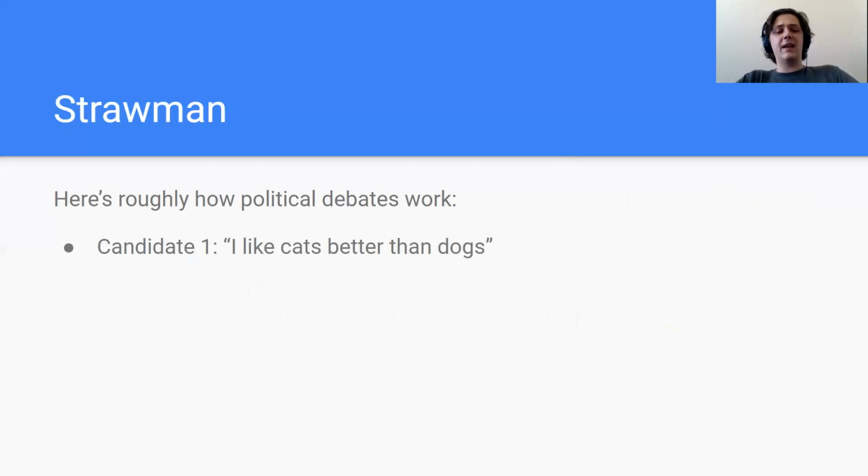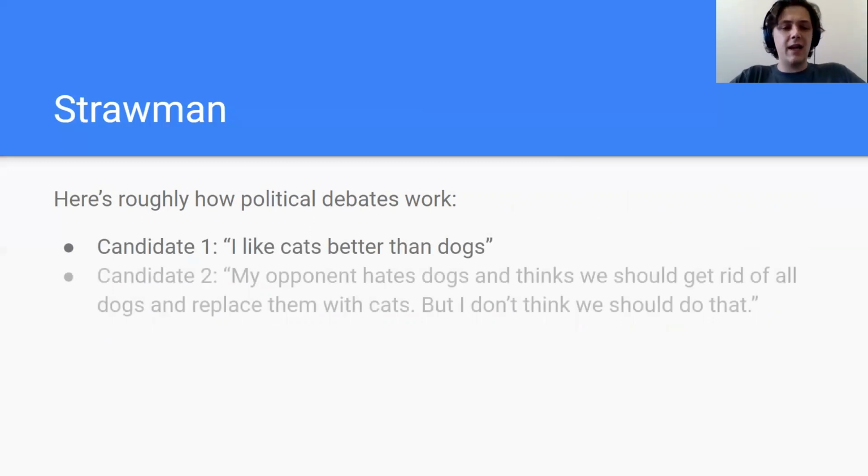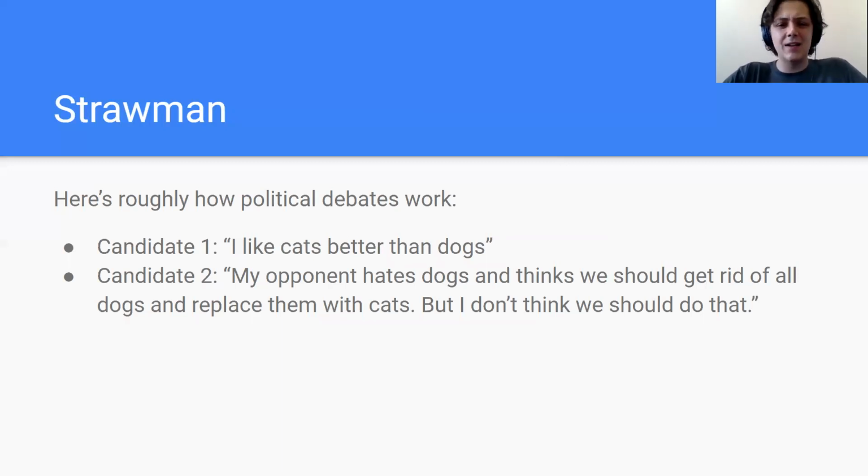Candidate 1 says, I like cats better than dogs. Candidate 2 says, my opponent hates dogs and thinks we should get rid of all dogs and replace them with cats, but I don't think we should do that. Right? And that's roughly how all political debates work, as far as I can tell, from having watched a couple dozen of them. And that's a straw man fallacy right there. One candidate says something fairly inane, like I'm a cat person. That's not actually what they talk about. What they talk about is like taxation and trade deals and stuff.